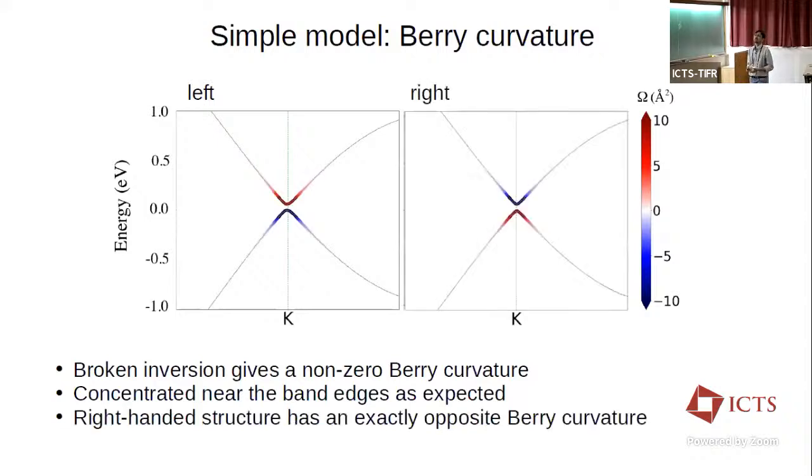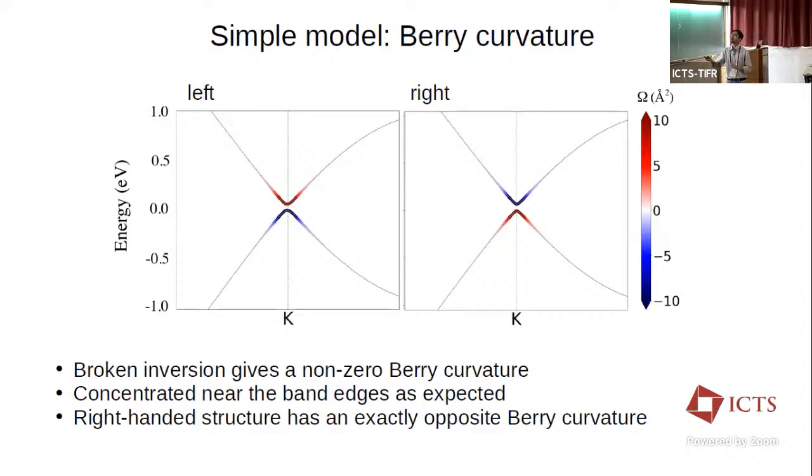We can do the same thing and calculate it for the right enantiomorph. And you see the band structure is of course identical. The value of the Berry curvature though is opposite. So now the conduction band has this blue color, so it's negative Berry curvature.